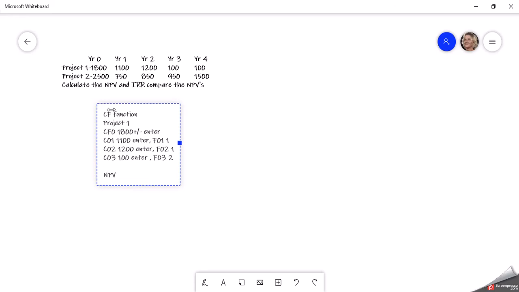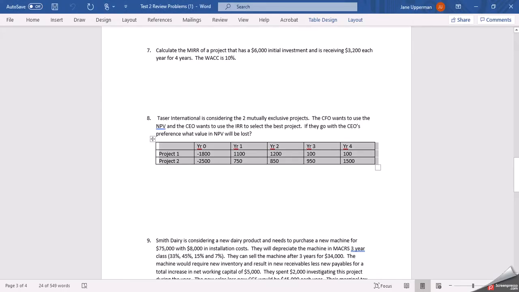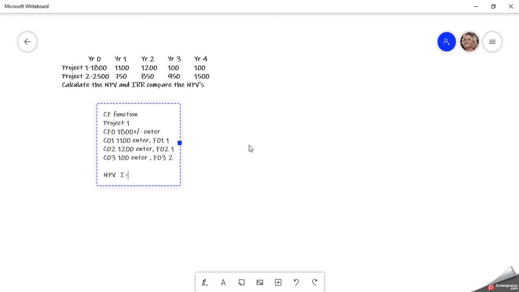And then we'll come over to the net present value, put our I equal to the cost of capital, which I didn't copy out, right? Doesn't give me a cost of capital in here. So let's go ahead and say our weighted average cost of capital is 10%. We'll compute that net present value.